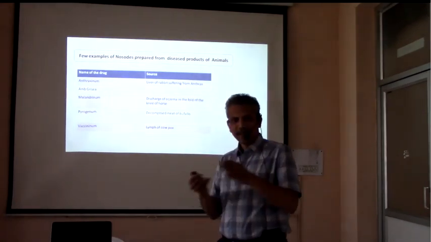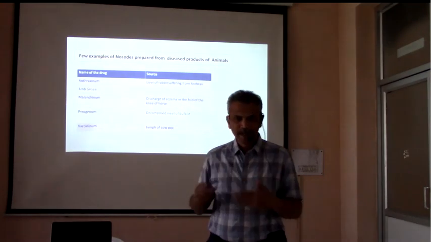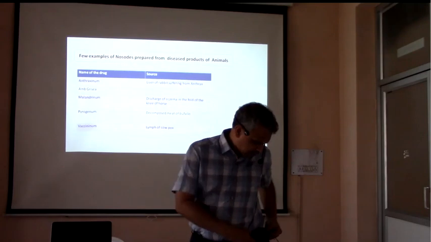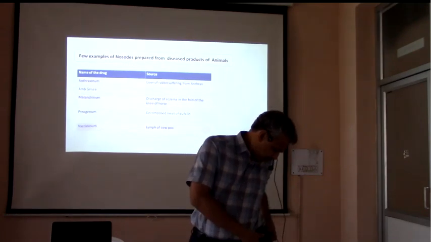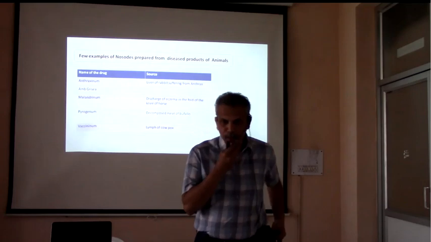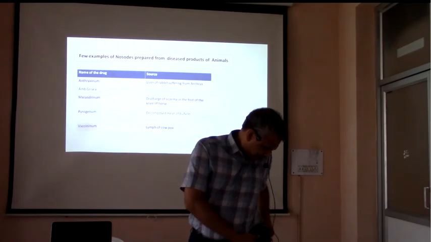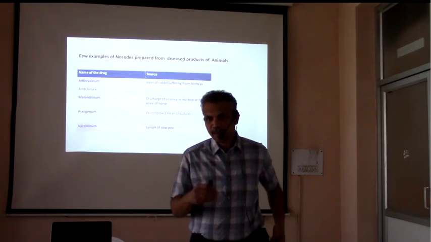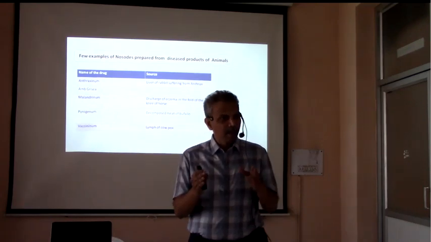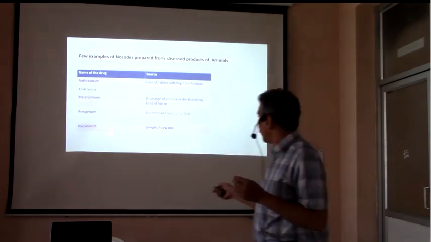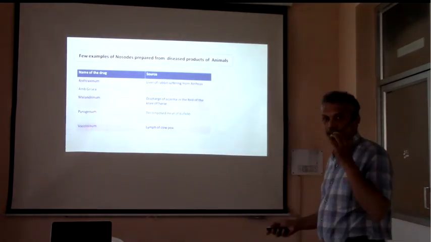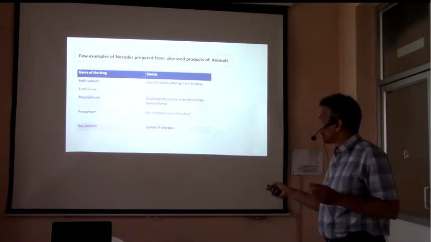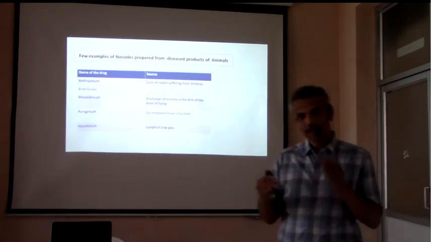When we take individual nosodes, you'll get clarity, and we'll spend a few minutes talking about how they are prepared in the later classes when we deal with the nosodes individually. So you also have vaccinum, which is prepared from the lymph of cowpox. These are a few examples of animal vaccines. As I told, there can be many more.